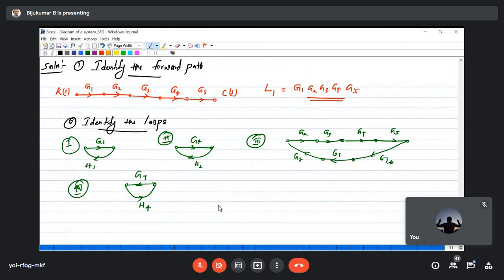The next step is to write the gains. L1 is the loop gain for the first one, that is G1 H1. L2 will be the second, this is G4 H2, and L3 will be G2 G3 G4 G5 G6 G7 G8. And the last one is G7 multiplied by H4.